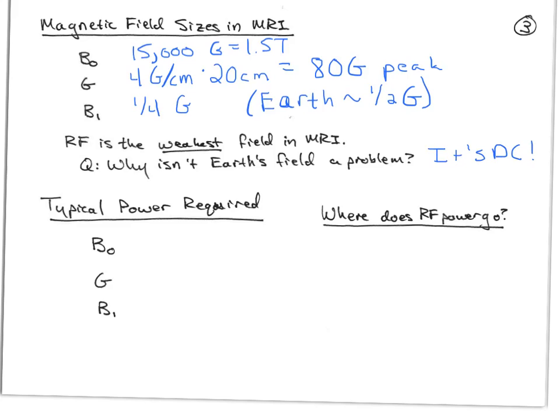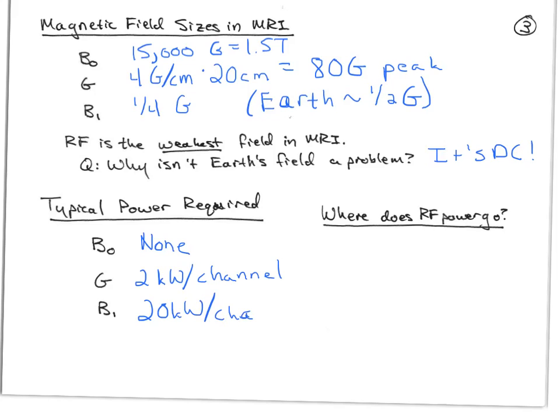Okay. So we can also look at the typical power requirements of these three fields. The B0 field, once you ramp up a superconducting magnet, requires no additional power. We don't have any amplifiers driving it directly at all. The gradient field, though, does require power, and it usually uses about 2 kilowatts per channel. And then the B1 field is about 20 kilowatts per channel. So it's a lot bigger. It's kind of funny.